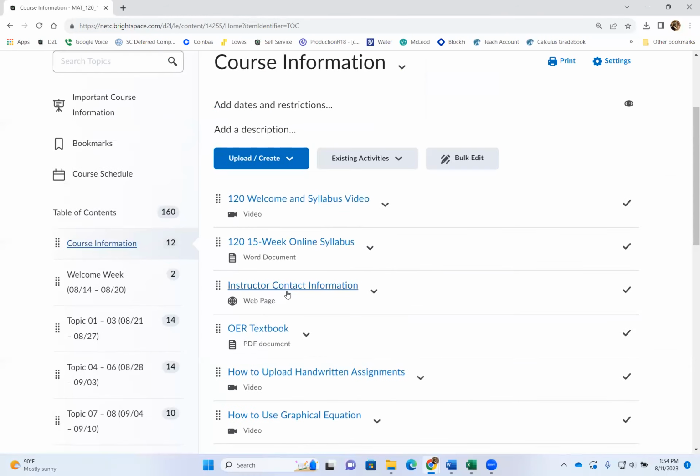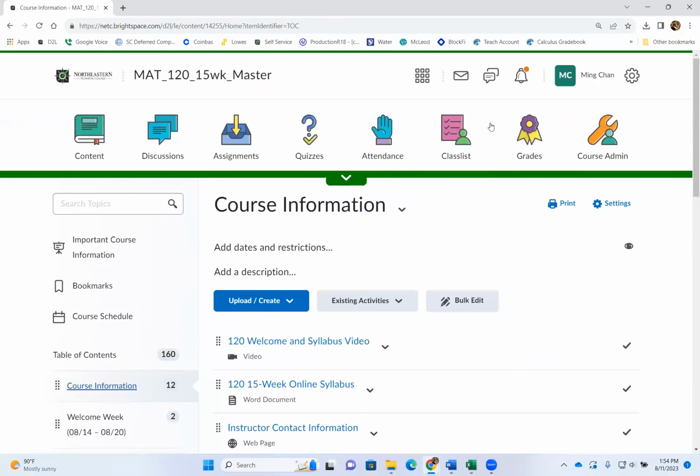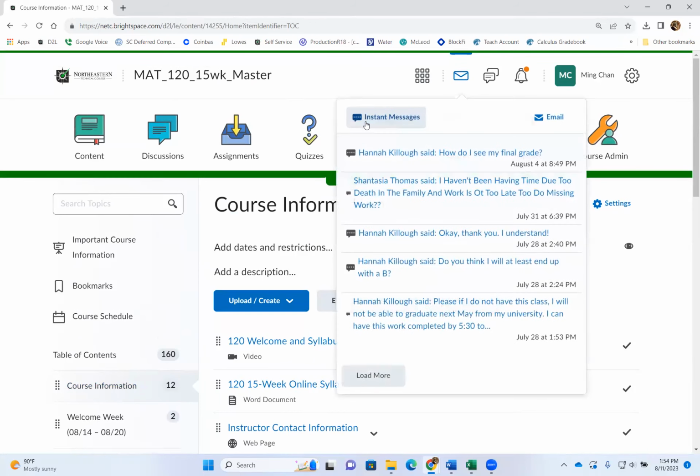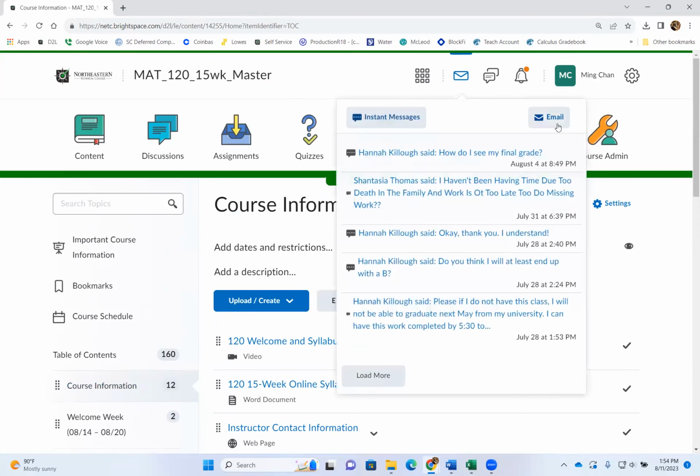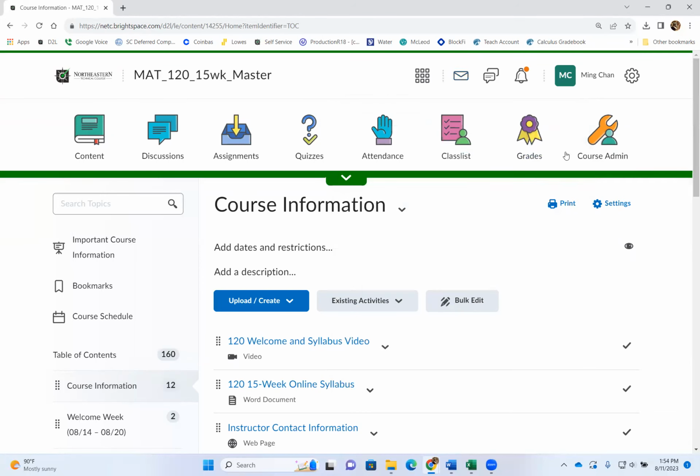The best way to get in contact, the number one way for me to contact you, is using the D2L instant message. If you click on this envelope, I can click on instant message and send you a message. That's my number one way. Or you can also email me from D2L. But once I reply back to you, you will need to go to your Outlook or office.com to check your student NETC email.